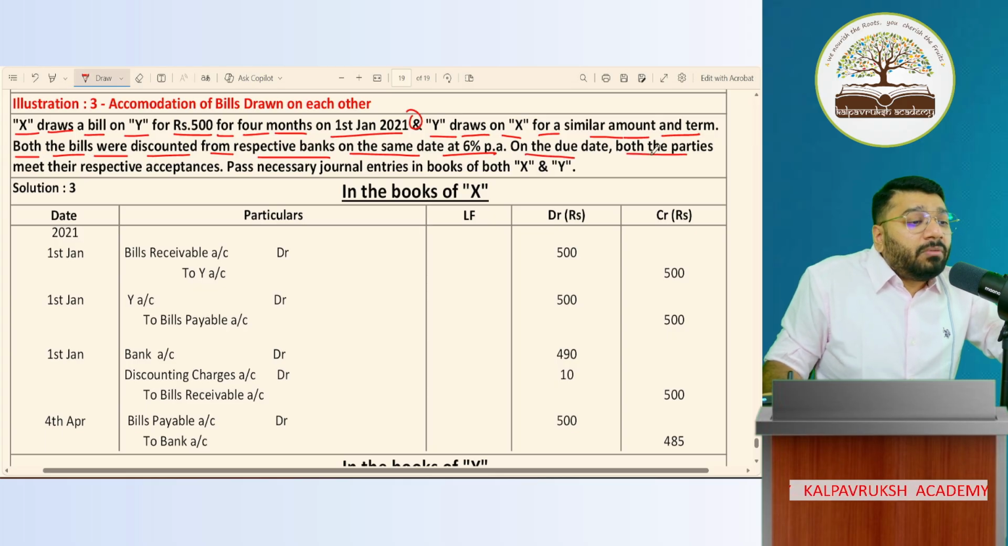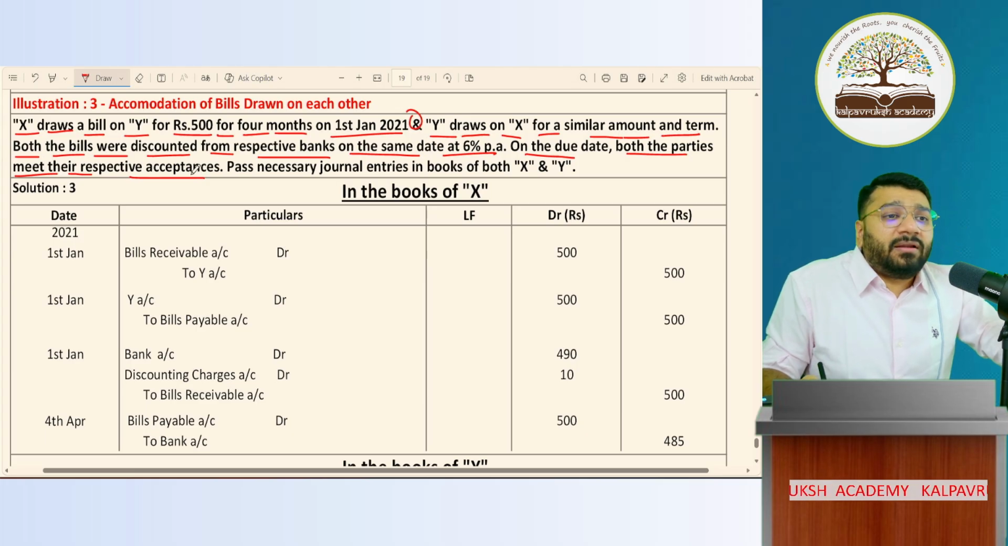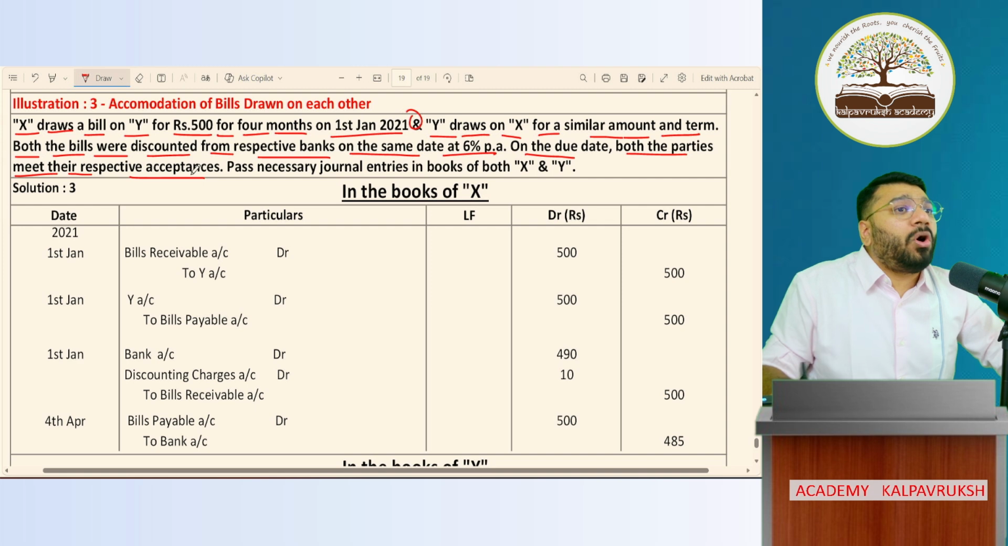On the due date, both the parties meet their respective acceptances. Means what? On the due date, whenever the banker presented the bill, both the parties have honored the bill. Pass the entries in books of both X and Y.